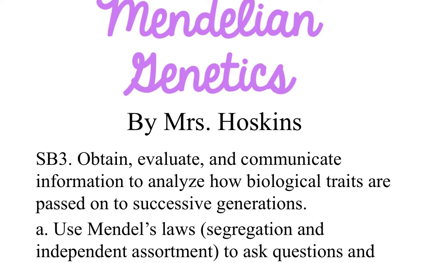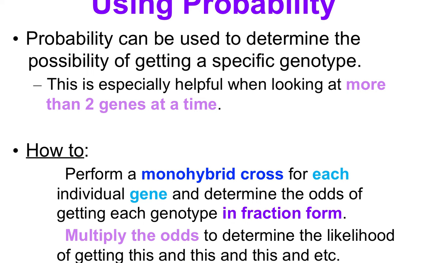Mendelian Genetics. We are going to use Gregor Mendel's laws, the laws of segregation and independent assortment, to discuss the role of meiosis and define problems, perhaps, or even ask questions about how these things occur and why things turn out the way that they do. Punnett squares are often used to determine probability.